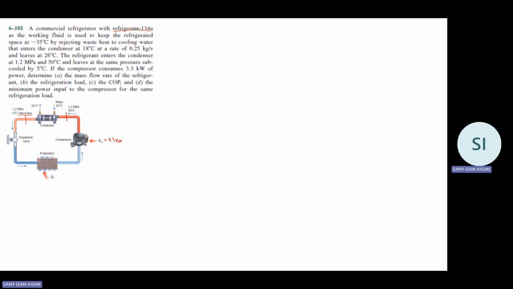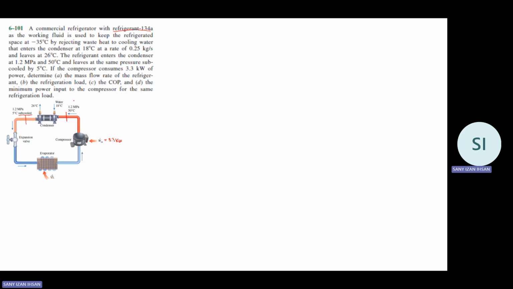Then the refrigerant load, which is basically this QL dot, the COP of your system, and the minimum power input to the compressor for the same refrigerant load. Remember, when we say minimum power input, that will be the ideal condition, so we can take that as when the system is reversible. All right, that is basically the problem that we have in hand.